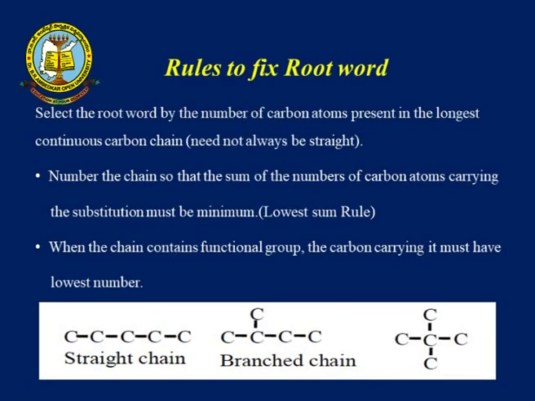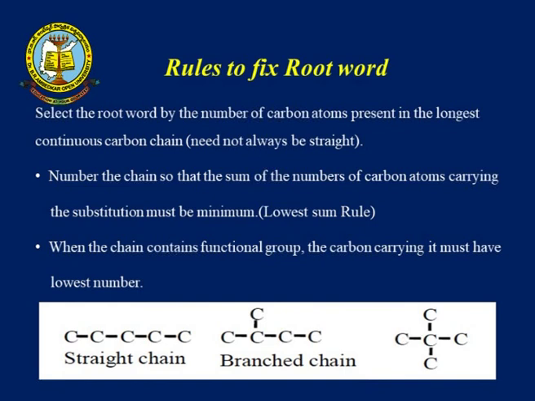For example, if you have such a chain, here if you see, 5 carbons are there completely, but they are not continuous. What I said? Longest continuous carbon chain. So, this is the longest continuous carbon chain. This is not, this is out of the chain. Again, this can be a continuous carbon chain, but 3 carbons are there here. Here, this is the longest carbon chain where 4 carbons are there.